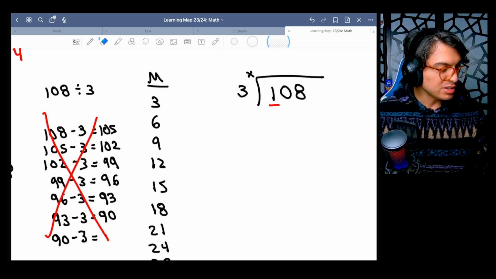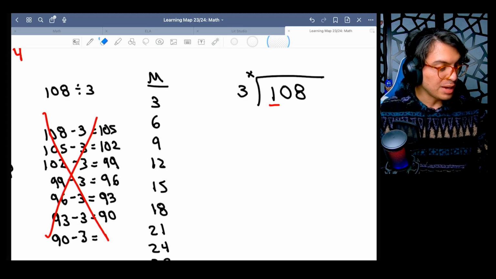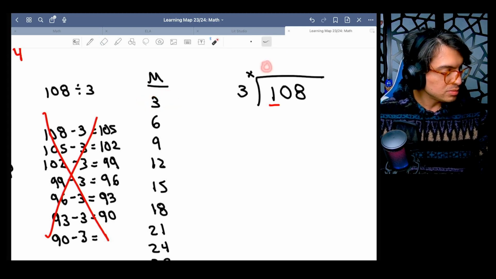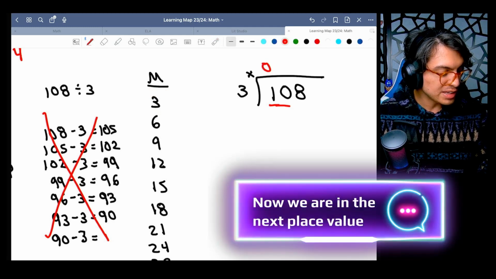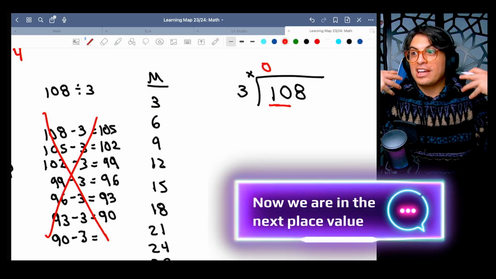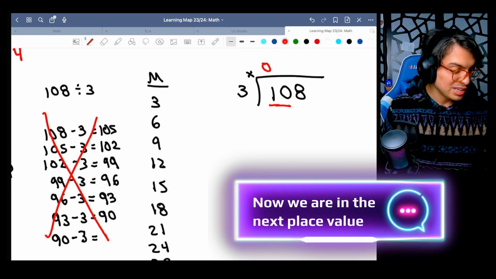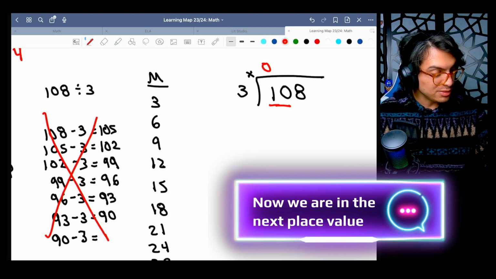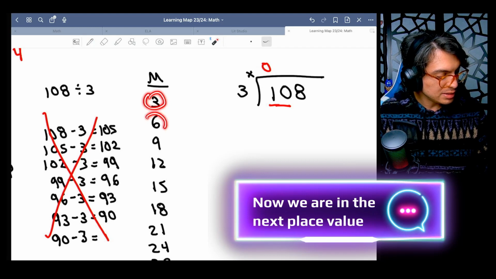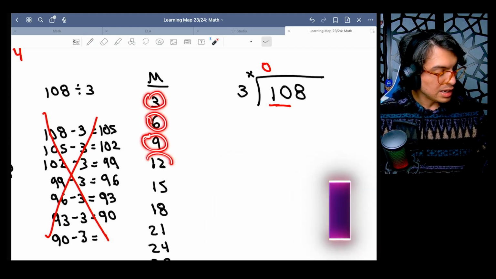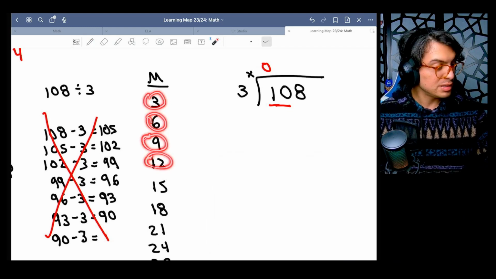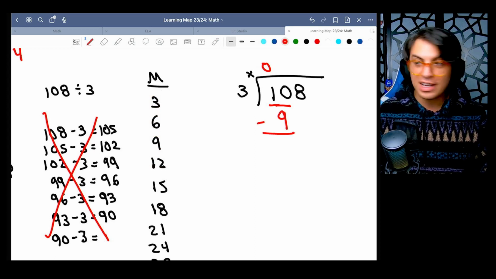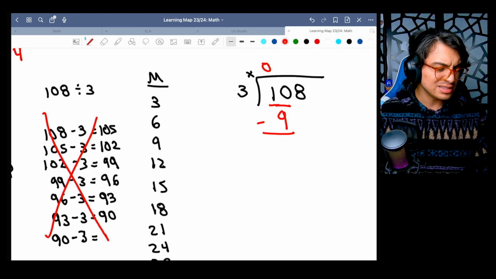The closest I can get to 1 is nothing. I'm already over it. I can't take away 3. So I'm going to put 0. And I'm going to extend this. And we're going to see, okay, can I take away a bigger chunk? 10. How close can I get to that without going over? Let's see. 3, 6, 9. I can't do 12. That's too big. I'm going to take away a chunk of 9. Where did I get 9 from?